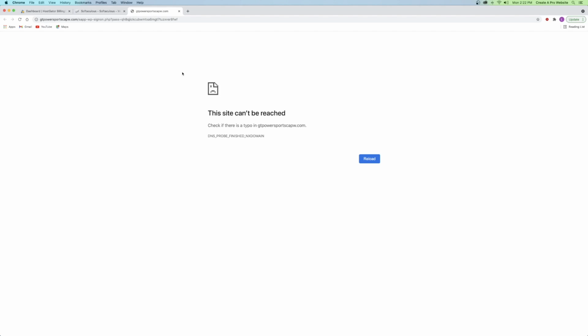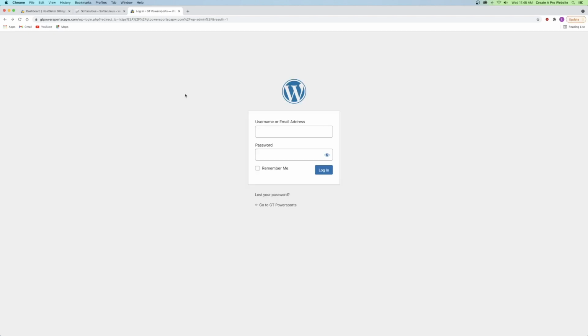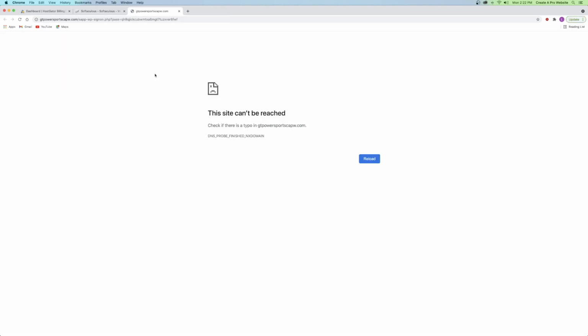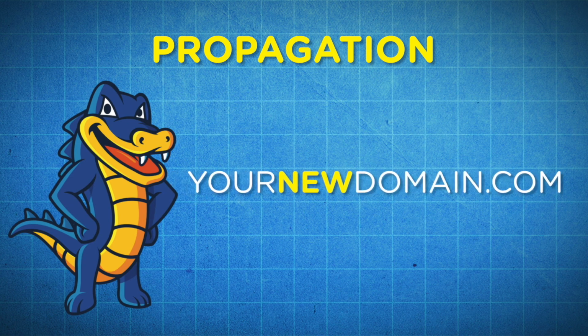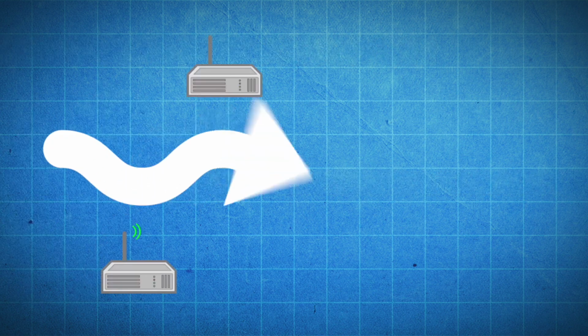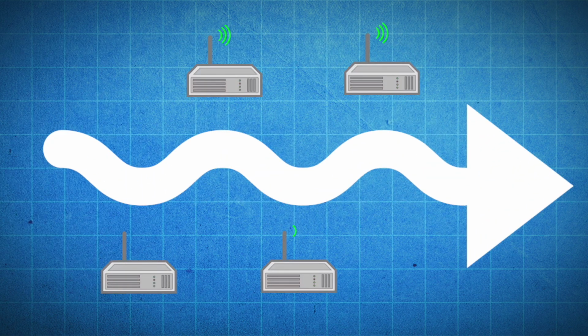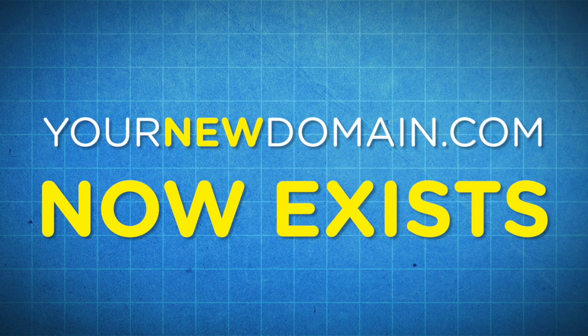Perfect. So if you come to a page that looks like this, or a page that says that your connection isn't private, or that this page doesn't exist, or anything other than a page that looks like this, then what that means is your site just needs to propagate first. Now, propagation is basically HostGator taking the new domain name that you just registered and sending it to every server in the world to let everyone know that it's now live and registered.